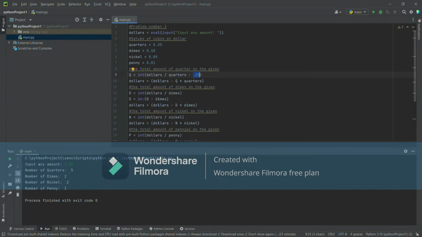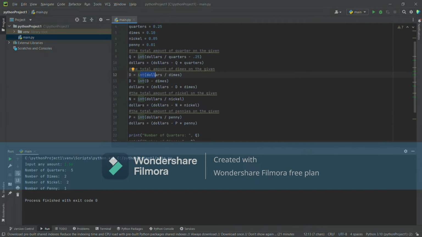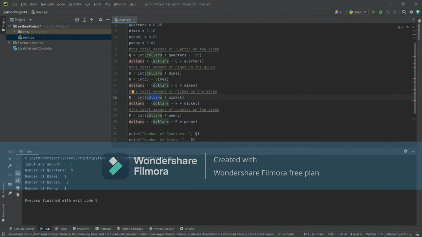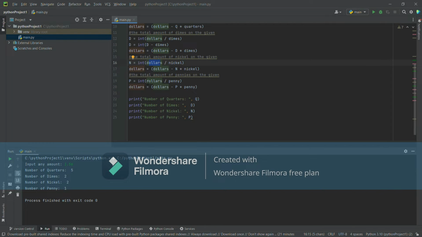On dimes, integer parenthesis dollars divided by dimes. And the total amount of nickel will be integer parenthesis dollars divided by nickel close parenthesis. On pennies will be integer open parenthesis dollars divided by penny close parenthesis.